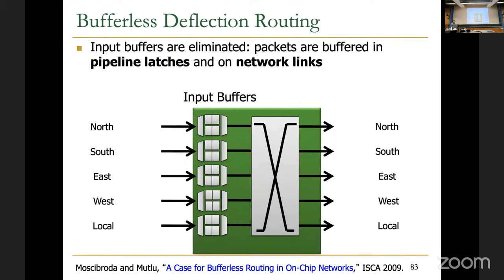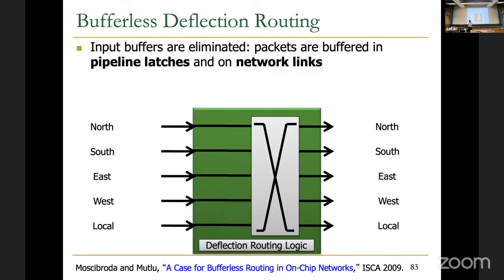So in a bufferless deflection router, input buffers are eliminated. Packets are buffered in pipeline latches and on network links. As I said, we need some latch or register to make sure that we don't have a long combinational circuit in the network. So there are some registers, but essentially they are not buffers. They are not like a FIFO buffer that can store several packets. So instead of a router architecture like this, where we have several buffers and then a crossbar that selects the input link to the output link, we can have this deflection routing logic where inputs are connected to the outputs using this crossbar.